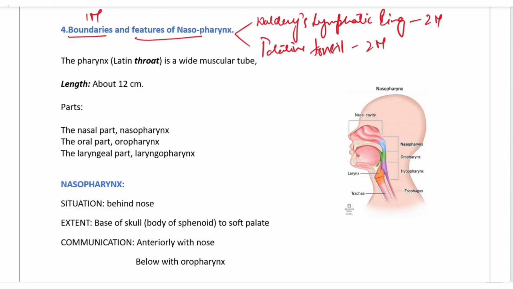But still, to start an answer, we'll write an intro of about 1 to 2 lines. Pharynx in Latin is called throat. It's a wide muscular tube. It's about 12 centimeters in length. It consists of 3 parts: the nasal part, the oral part, and the laryngeal part. So it's called the nasopharynx, oropharynx, and the laryngopharynx.